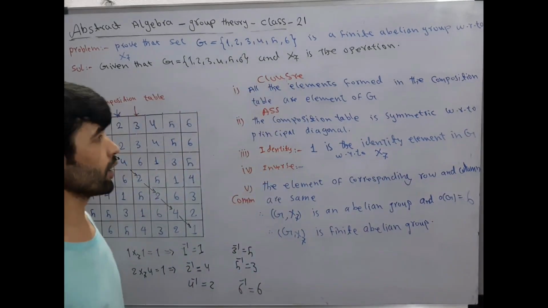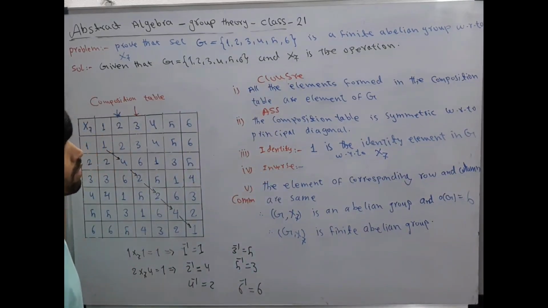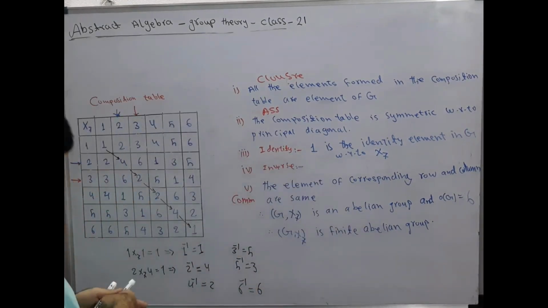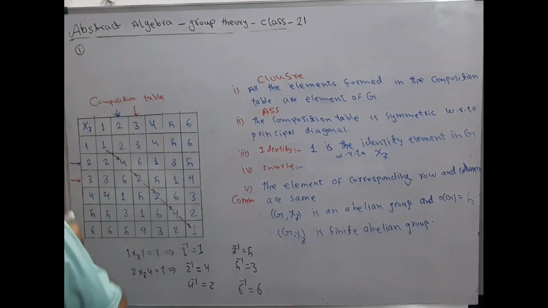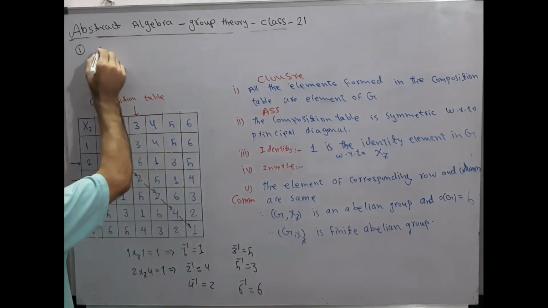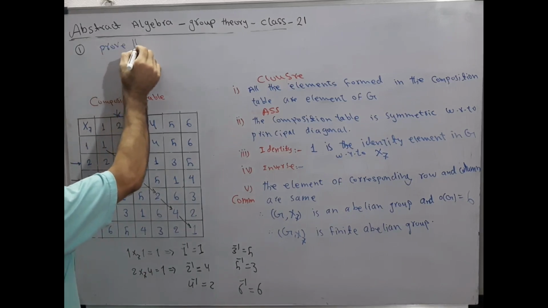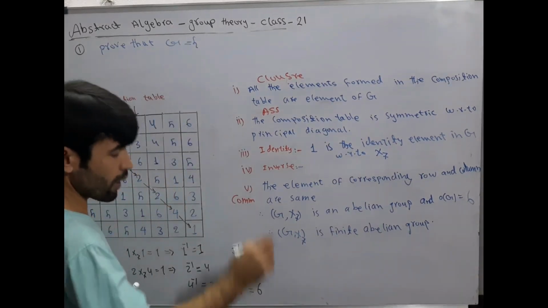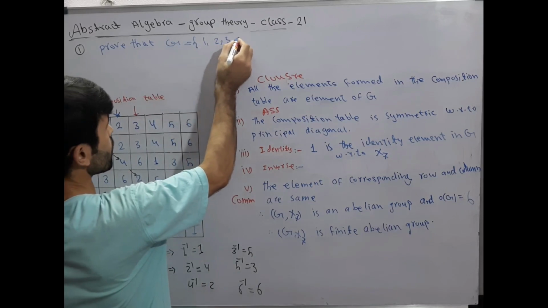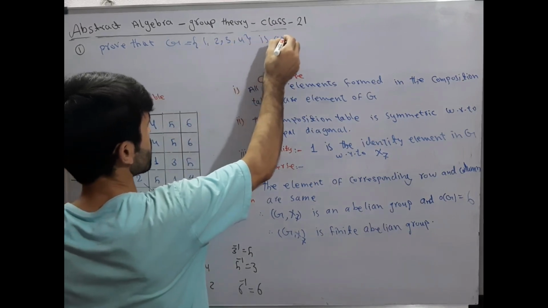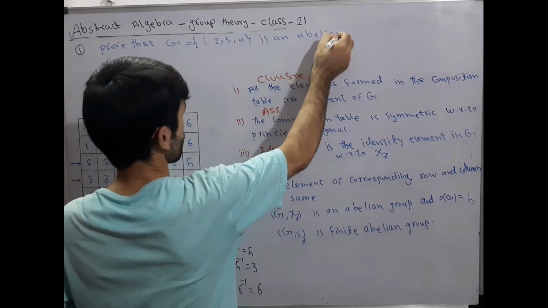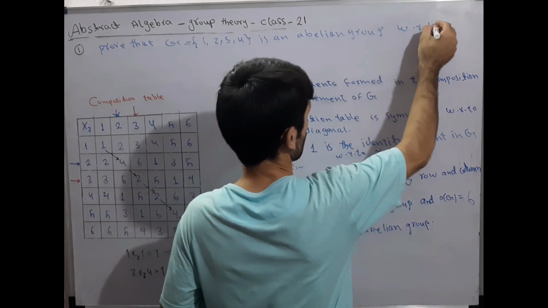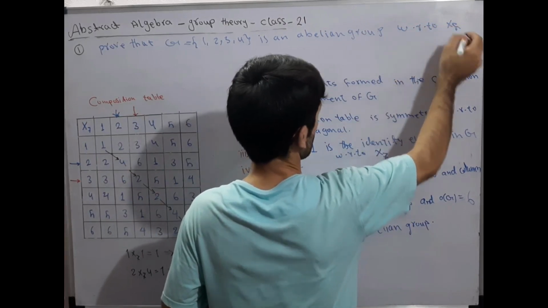Here are 3 more questions you have to solve by yourself. I will write here. Number 1, prove that G equal to 1, 2, 3, 4 is an abelian group with respect to multiplication modulo 5.